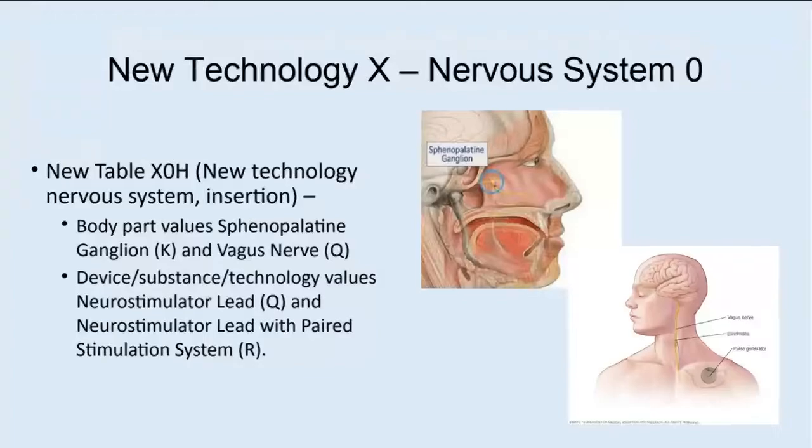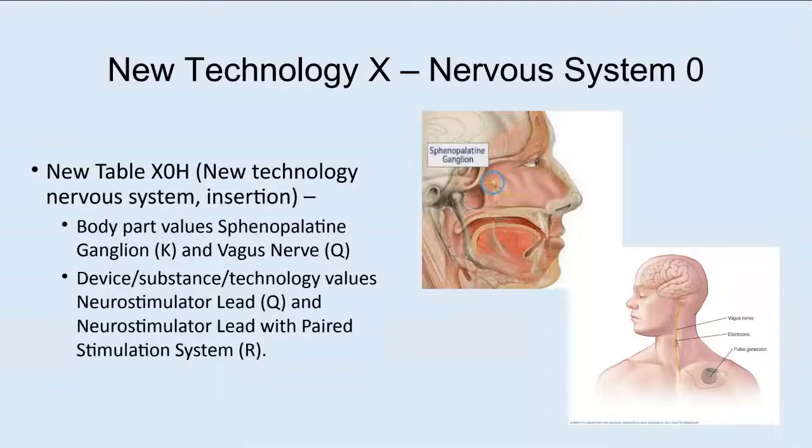Many, many changes were made to the new technology system, as has pretty much always been the case. So let's start with the new technology nervous system. The root operation is insertion. The body parts for this is a totally new table. It has the body parts sphenopalatine and vagus. So these two, one's a ganglion and one's a nerve. For these, they added device substance technology value, neurostimulator lead, and neurostimulator lead with paired stimulation system.